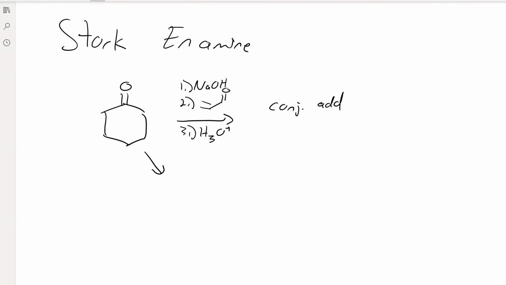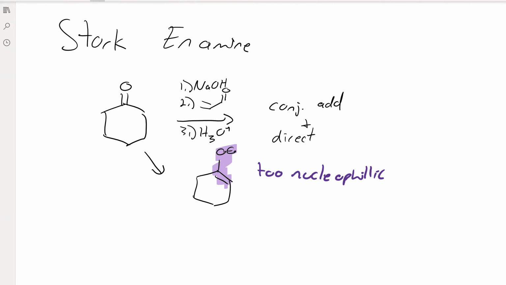And the issue with this one is once we form our enolate, because it has this full-on negative charge, it's too nucleophilic. And we said when you get more nucleophilic, you're going to do direct addition. And so what we're going to end up with here is conjugate and direct addition. And so that's not going to produce a good effective yield for us.